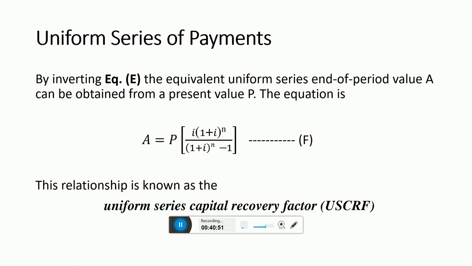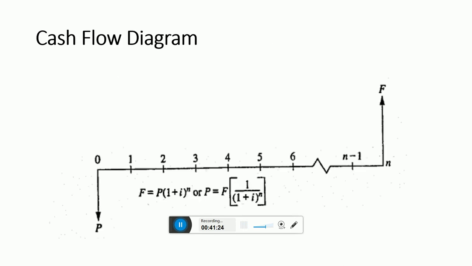So we have these 6 relationships, which we will be using in our coming examples and questions. As an aid to understanding these 6 equivalence relationships, the appropriate cash flow diagrams can also be drawn from them.